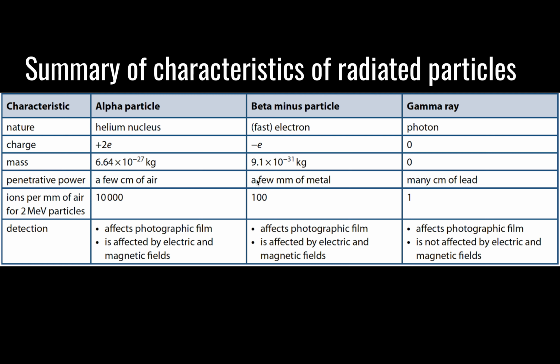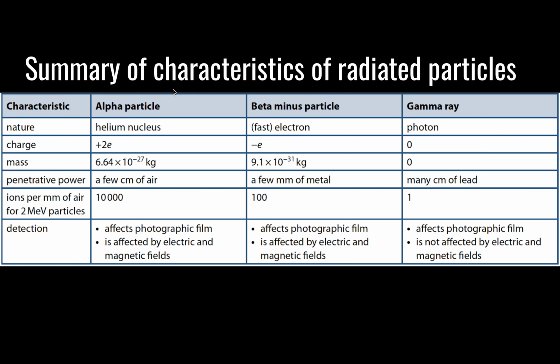A beta minus particle requires a few millimeters of a metal of some kind. It will penetrate further through other stuff, but metal is a good conductor, and that's going to interfere with the passage of our electron, which again is a beta minus particle. These particles are moving quite fast, as you might have surmised. Our gamma ray is going to penetrate through many centimeters of a very dense metal, lead.